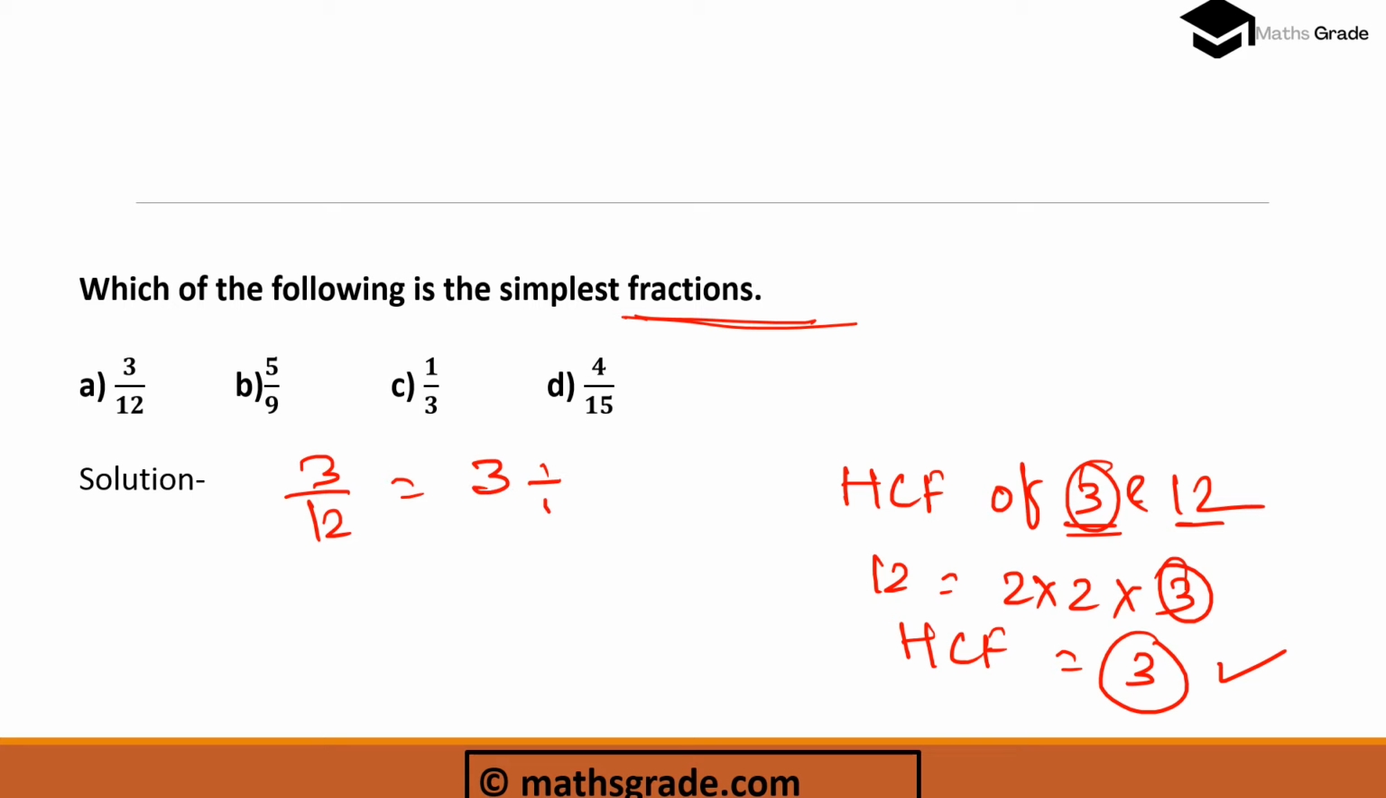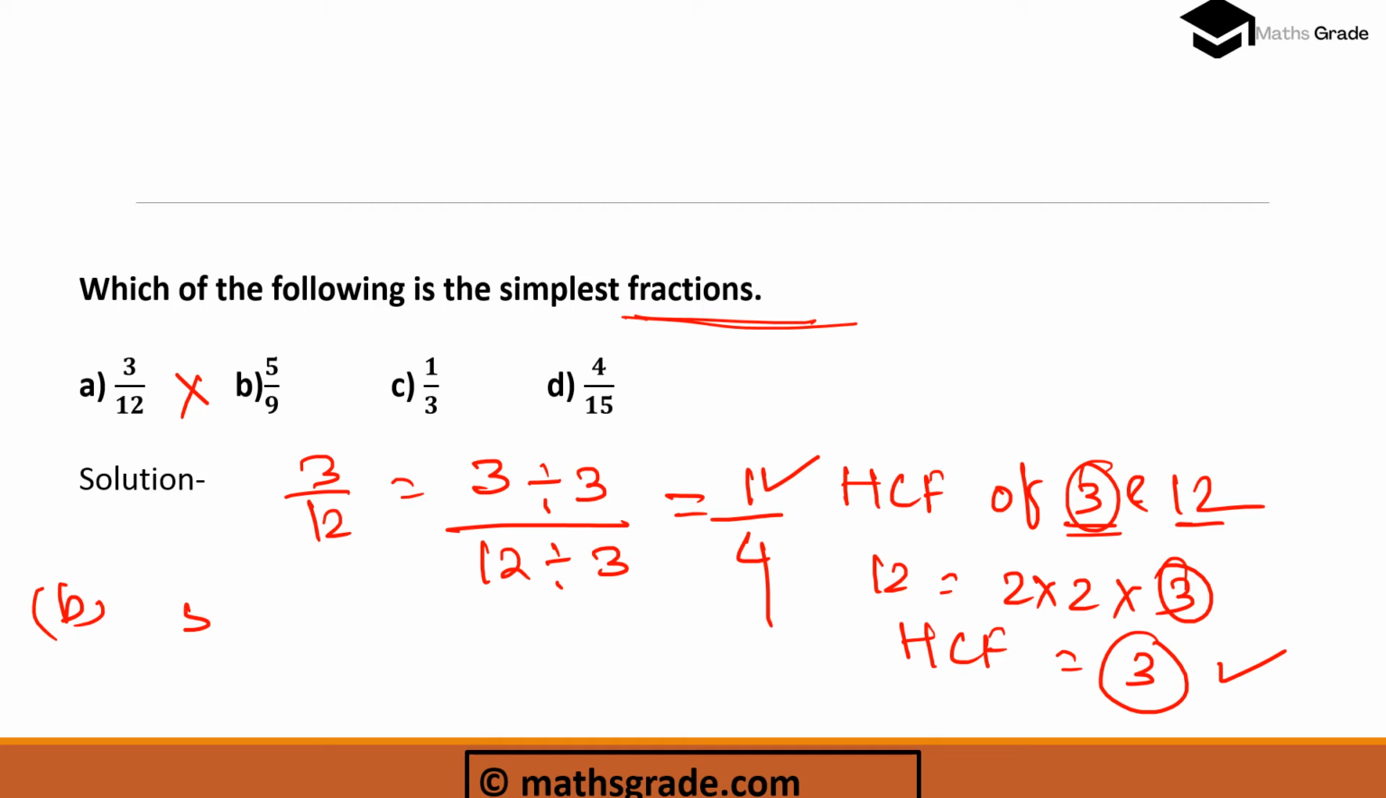Now we have to divide the numerator 3 and the denominator 12 by the highest common factor. So 3 divided by the highest common factor 3, and 12 divided by the highest common factor 3. 3 divided by 3 is 1 and 12 divided by 3 is 4. So 1 divided by 4 is the simplest form of the fraction 3 divided by 12. So 3 divided by 12 is not in the simplest form. So this is incorrect. Now option B.